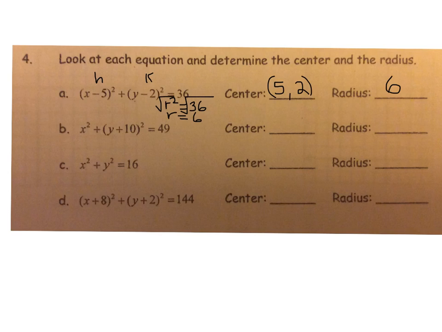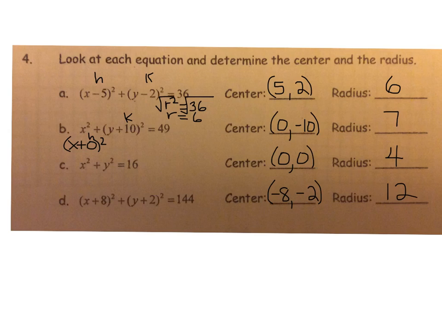Okay, in the next case, when I have x plus nothing, so that means 0 squared, so that means that's h, and 10 is k. So the center would be 0, comma. Now it's plus 10, which really means negative 10 for my center. My radius is going to be 7. For C, both of them have no number next to them, so the center is at the origin. And the radius is going to be 4. For D, we would have negative 8, comma, negative 2, and we would have 12 as our radius.